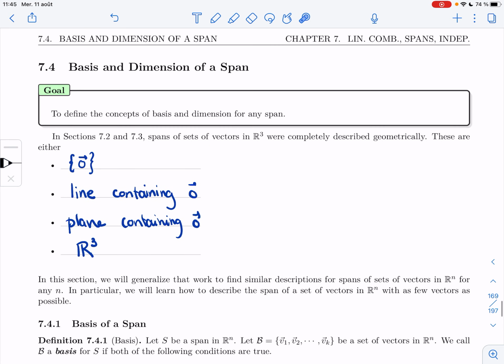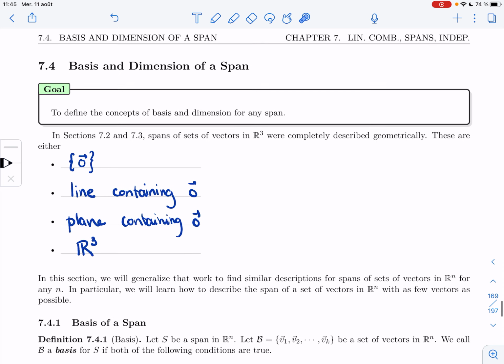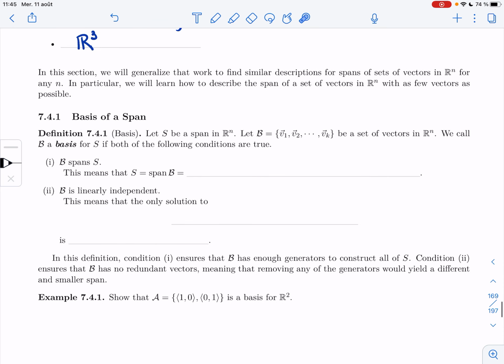So what we'll be doing in this section, we will generalize that work to find similar descriptions for spans of sets of vectors in Rn for any n. In particular, we will learn how to describe the span of a set of vectors in Rn with as few vectors as possible. That's going to lead us to basis. All right, so let's start right away.